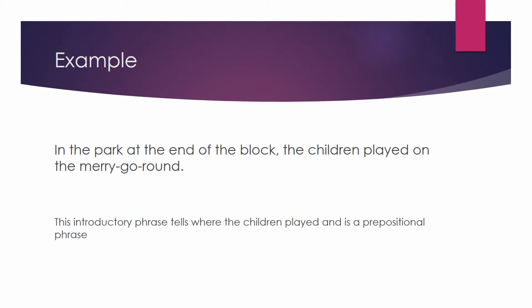Let's write some sentences using introductory phrases and other phrases as well. The first example is, "In the park at the end of the block, the children played on the merry-go-round." The introductory phrase is "in the park at the end of the block." This is actually three prepositional phrases put together. In the park, at the end, and of the block are all prepositional phrases. The comma, though, goes at the end of the last prepositional phrase to form an introductory phrase. This introductory phrase tells the reader where the children played.